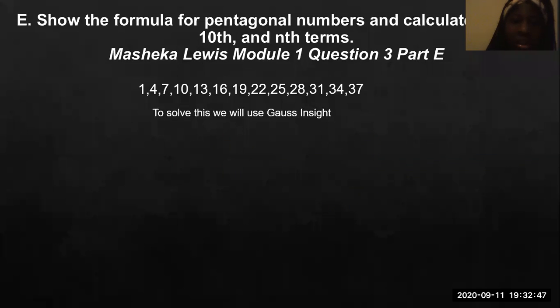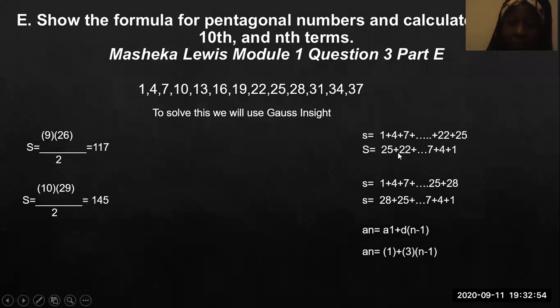So I have this in case you can read my blackish writing. This is the guess insight and the nth term. So a1 is our first term, which is 1. d equals the distance, 3, and then n minus 1. So let's go ahead and go to the next problem.